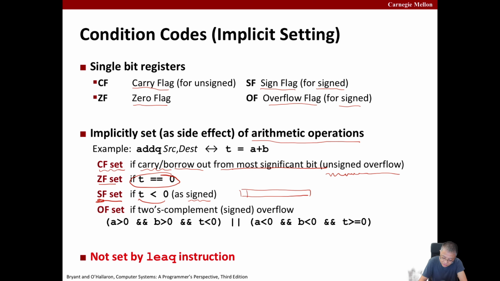The OF is more complicated. If the two's complement overflows, so if A is larger than 0, B is larger than 0, and T is less than 0, or if A is less than 0, B is less than 0, but T is larger than 0, then we have an overflow here.